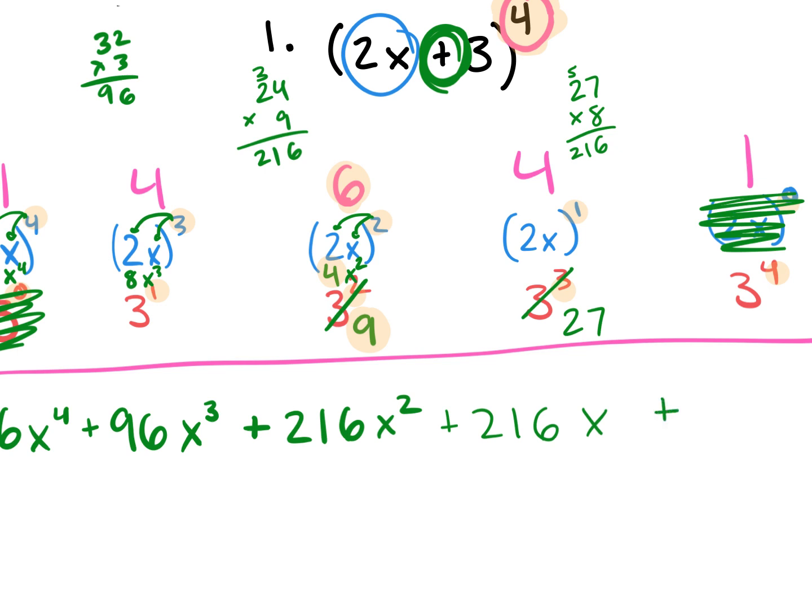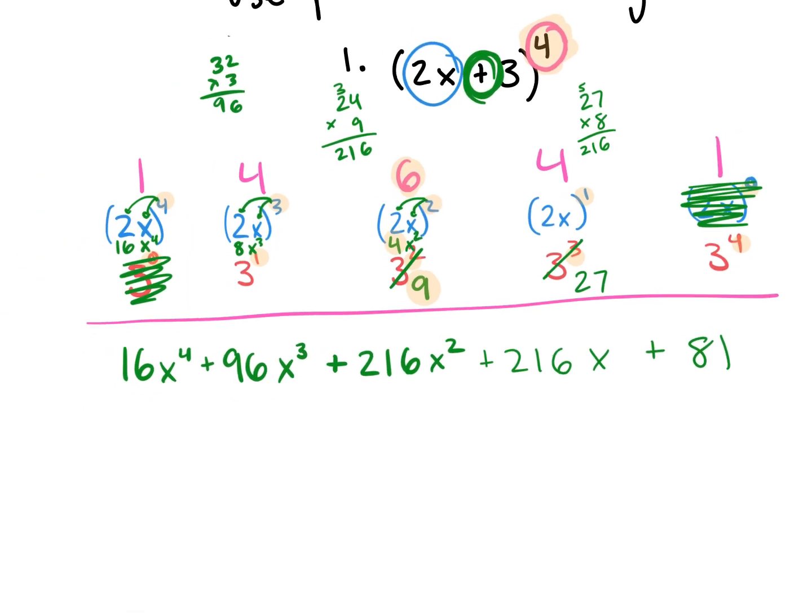And then lastly, 3 to the 4th power? 81. So this would be our answer.